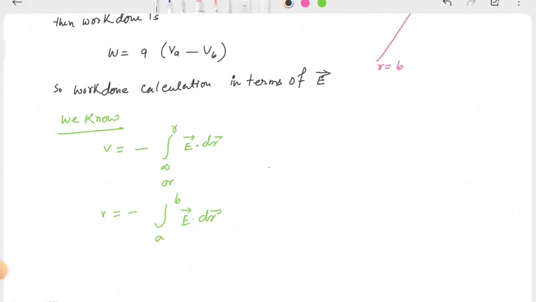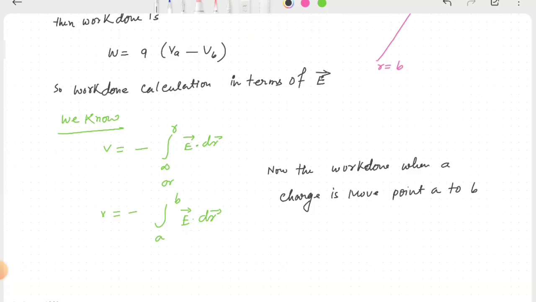So now the work done when a charge is moved from point A to B is W equals minus Q integral from A to B of E dot dr.